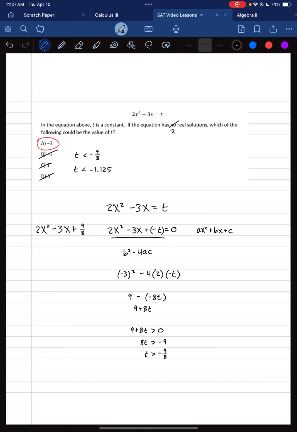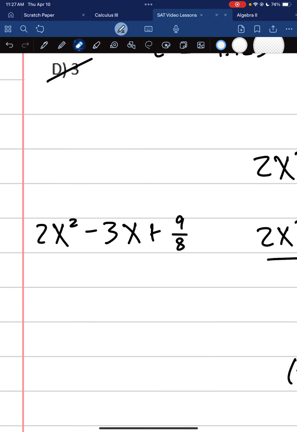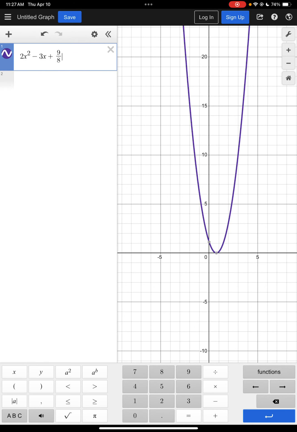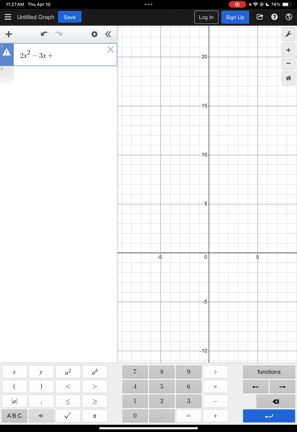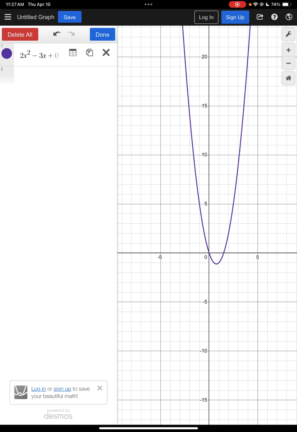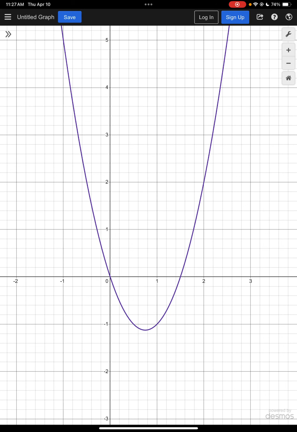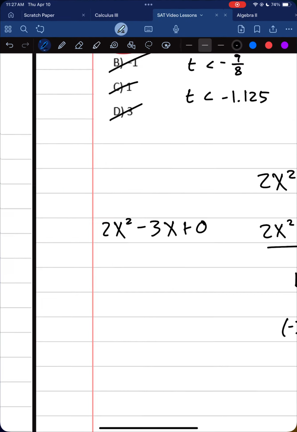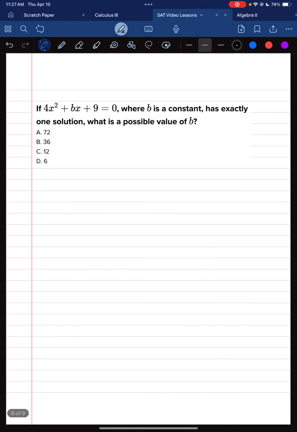So let's say I use a t value of 0, right? That just means that we have 2x squared plus 3x plus 0. And if I graph that, we can see that our graph now intersects the x-axis at 2 points. So we have two real solutions. Let's do one final problem.